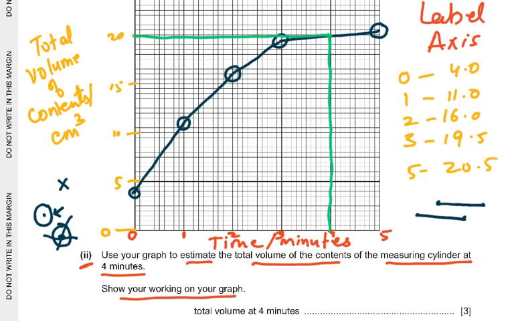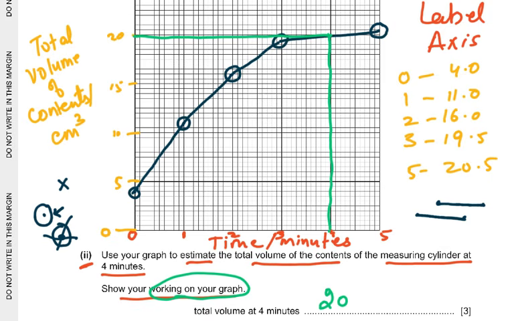Now you need to draw a line at 4 minutes. Maybe my line is not very good. I know I didn't use a ruler. So at 4 minutes, it says show your working on the graph. So I have to see this line. This line gets you 1 mark. And then the fact that 20 gets you another mark because I'm reading off it's 20.